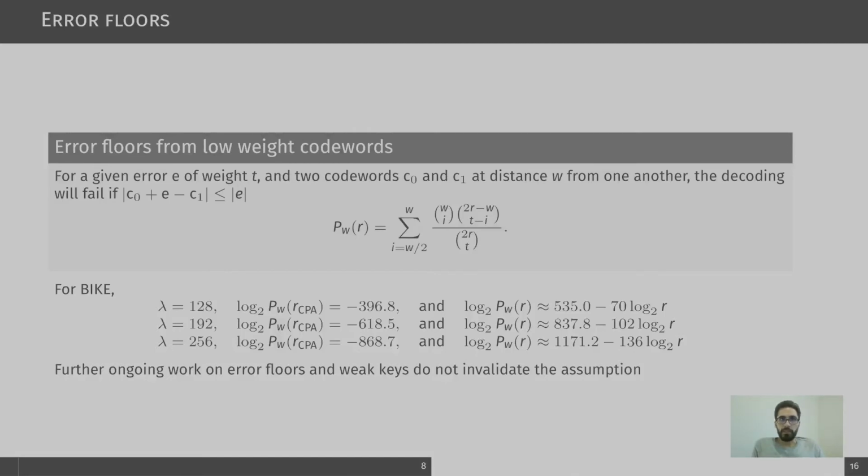For the BIKE parameters, for example here for 128 bits of security, it's about 2 to the minus 400s. And we have some further ongoing work on the error floors and the weak keys, and so far we couldn't find anything that invalidates the assumption.